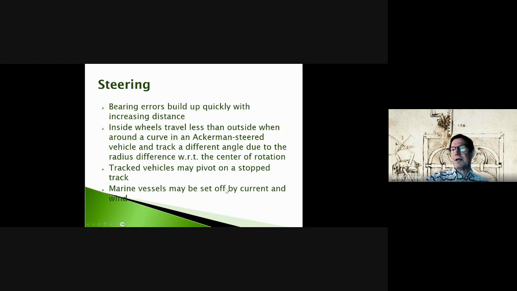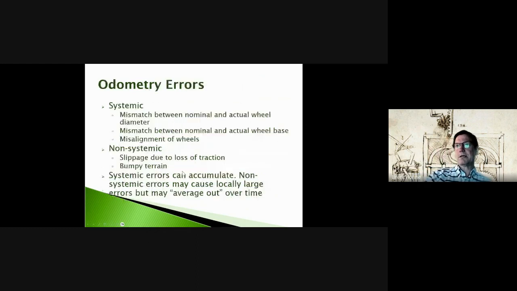Marine vessels, now you're being steered by probably a rudder, although it could be an azimuth pod. Marine vessels, along with planes, drones, and that type of thing, will be set off from their intended course by wind, and marine vessels also by the current. So those things can build up.